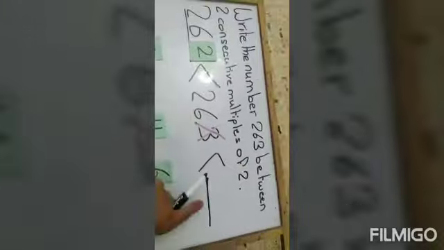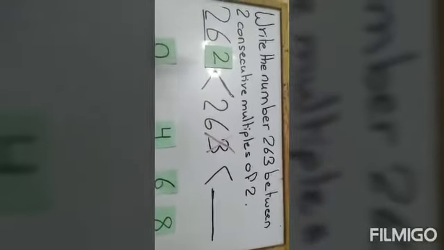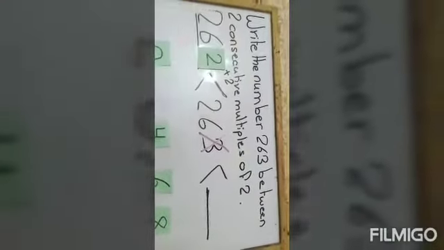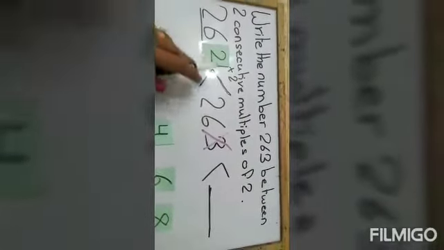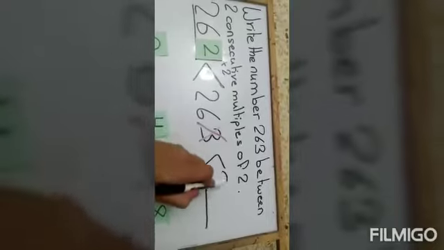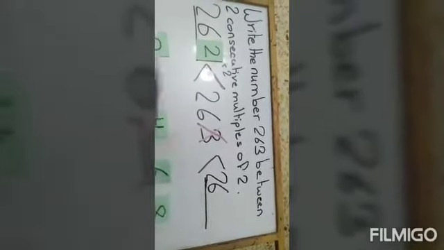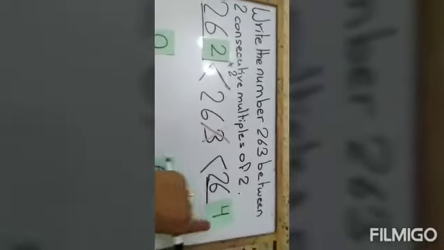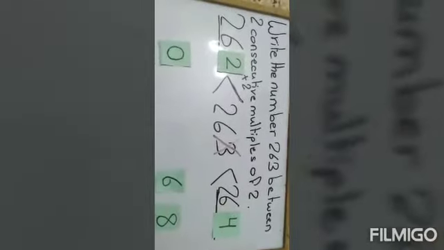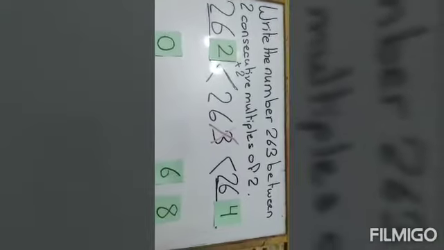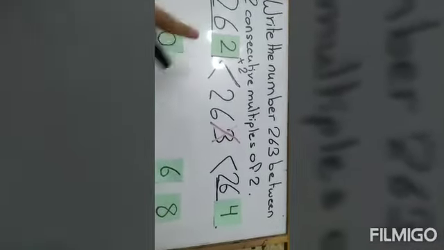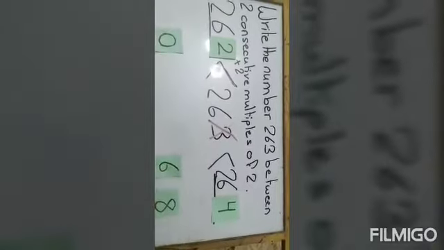To find the second number, we add to the first number we obtained plus 2, since they are multiples of 2. 262 plus 2 gives us 264. So 263 is between 262 and 264. They are multiples of 2 because they both end in even numbers. Here 2 and here 4.